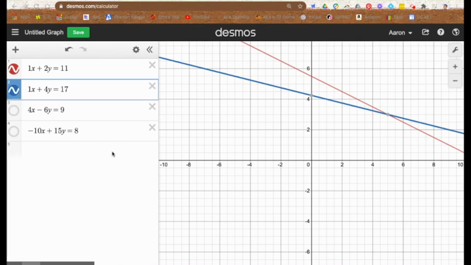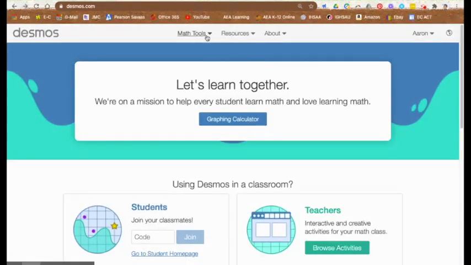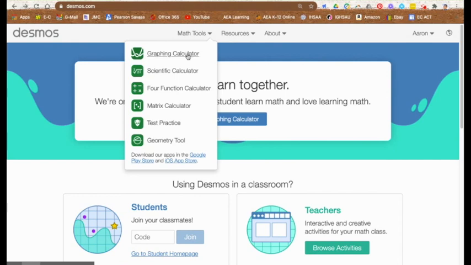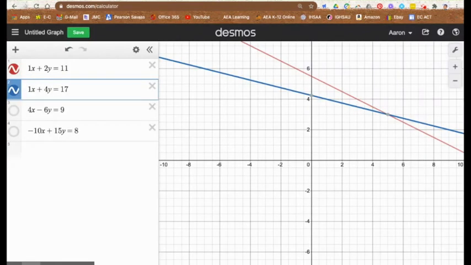In this video, I'd like to show you another feature of Desmos that we can use in our classroom. Typically, when we go to Desmos, we click on Math Tools, and a lot of you go to Graphing Calculator or Scientific Calculator. But now I want to explore this one down here. This is what we usually get with our graphing calculator, and what I did is I graphed a system of equations, these top two, the red one and the blue one, and I saw they crossed at 5, 3.